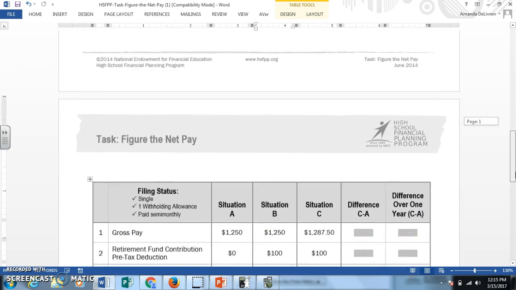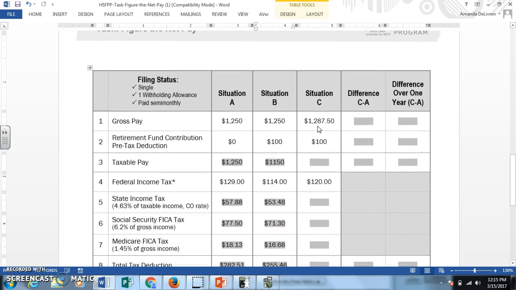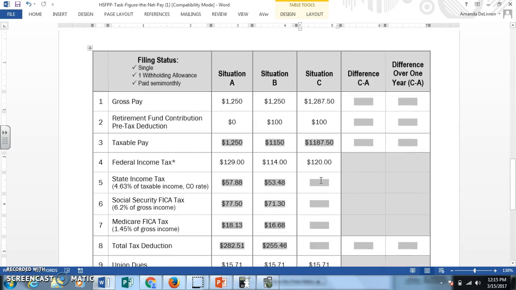So a 3% raise would mean that you are now making $1,287.50 at every paycheck. And this is including that retirement contribution that you're going to take out. So your taxable pay now is $1,187.50. Now that does increase your federal income tax to $120. Now let's look at these situations and figure out your state income tax again.